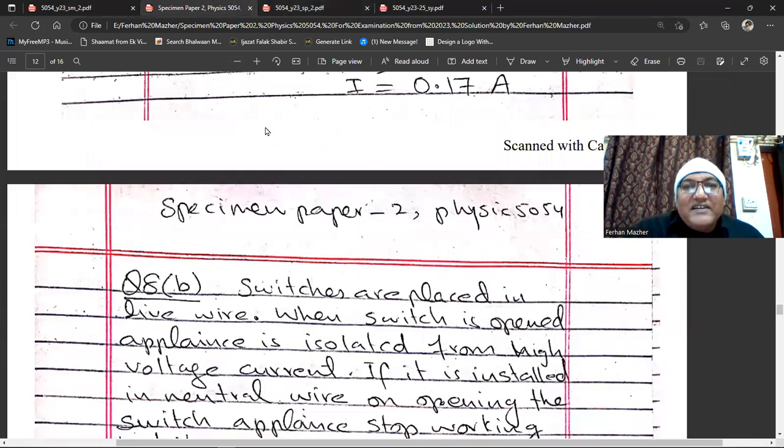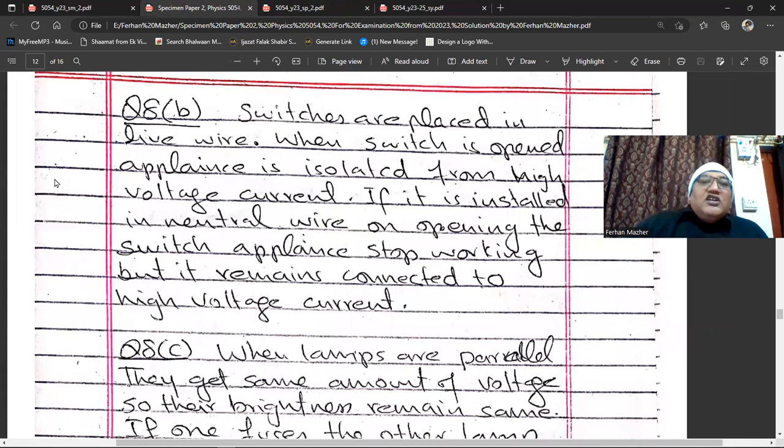So let me show you my written answer. Okay. Switches are placed in the live wire. When the switch is opened, the appliance is isolated from high voltage current. If the switch is installed in the neutral wire, on opening the switch, the appliance stops working, but it remains connected to high voltage current, which can cause an electric shock if you touch or open that appliance.